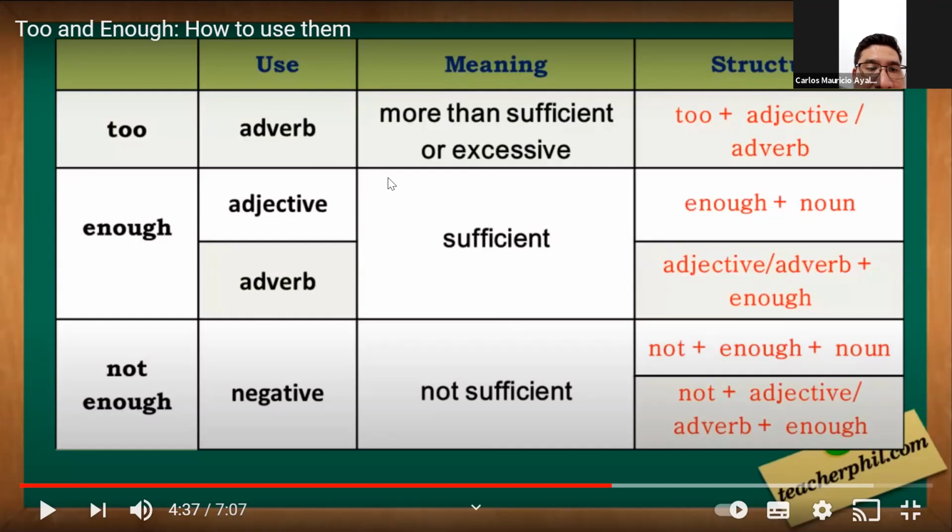The use is negative, meaning not sufficient. The structure is not plus enough plus noun. Not plus adjective or adverb plus enough. Okay.